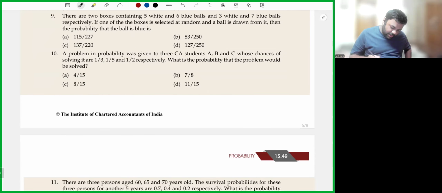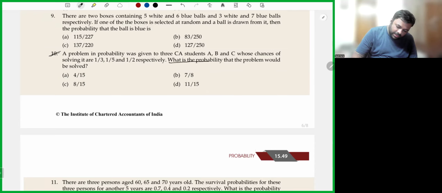Even this 10th sum, my dear friends, before proceeding further, remember I said you probability of favorable cases will be 1 minus probability of unfavorable cases. He's telling what is the probability that the problem would be solved. Can I do 1 minus no solving?